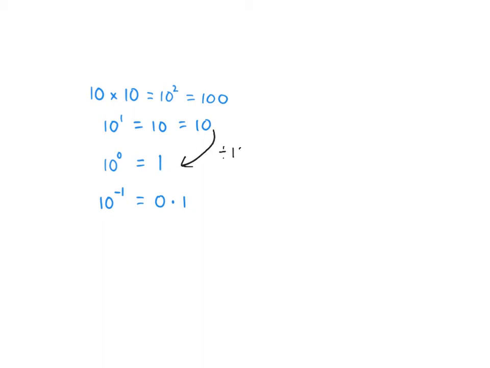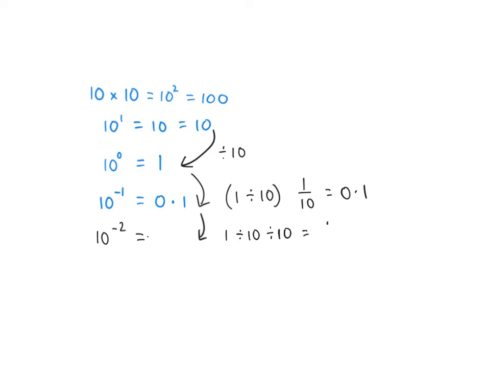We're dividing by 10 each time. So 10 to the negative 1 is actually 1 divided by 10, 1/10, or 0.1. And the next one, 10 to the negative 2, is actually 1 divided by 10 divided by 10, which is 1/100th, which is 0.01. And it just keeps going, and you just keep dividing by 10.